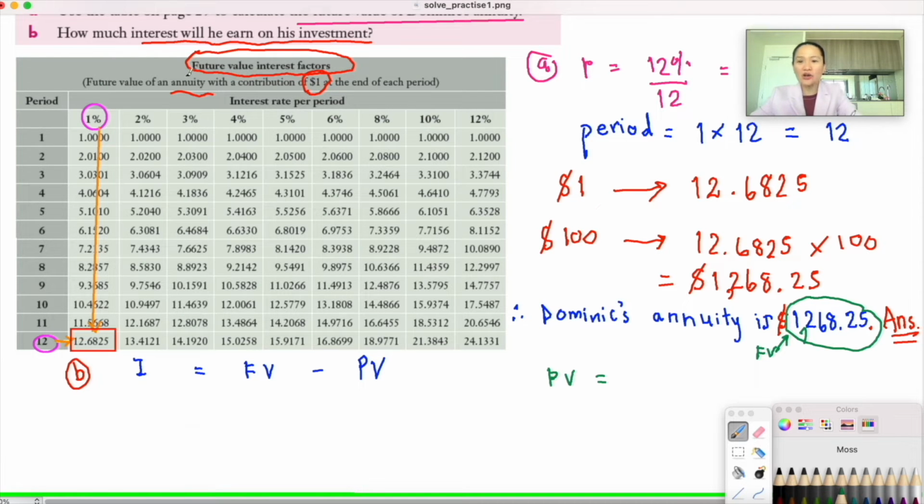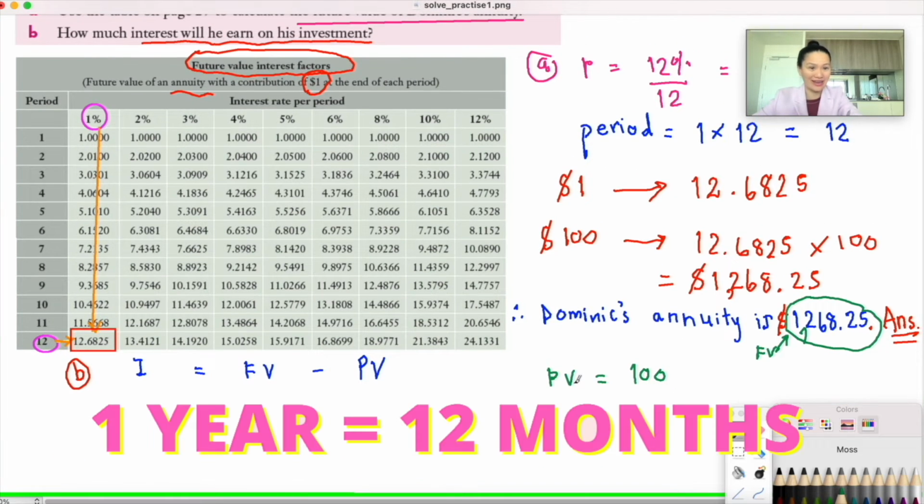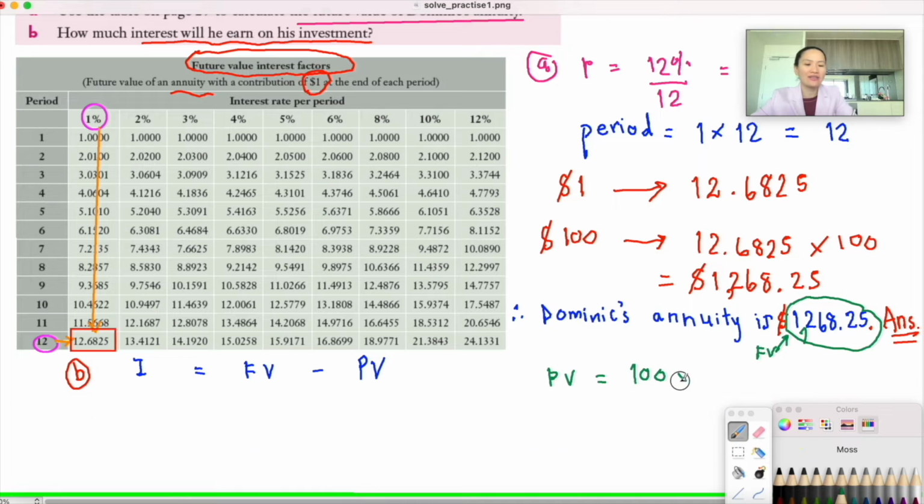Okay, look at the question, you contribute $100. How many times? Read it. Each month for 1 year. Each month for 1 year, so you contribute 12 times. If that makes sense, 1 year has 12 months, yeah? So times 12, so it equals $1,200.